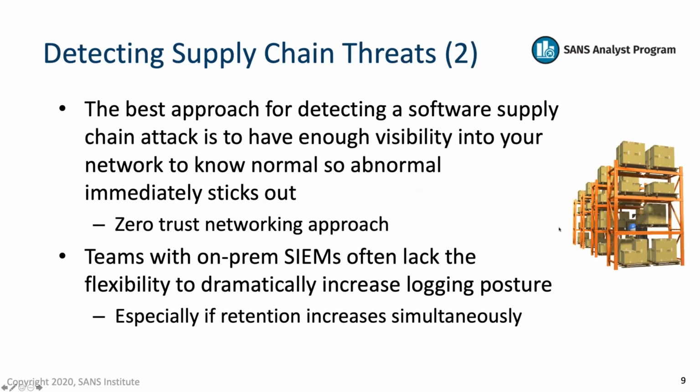And two more up, there we go. So the best approach for detecting software supply chain attacks, for me at least, is to have enough visibility into my network to know normal so that abnormal immediately sticks out. This is like the zero trust networking approach.